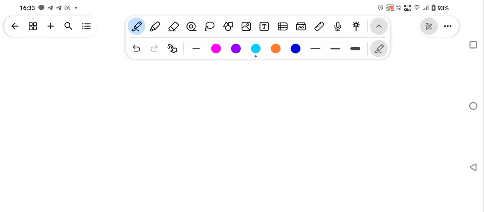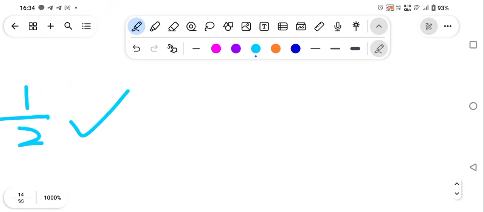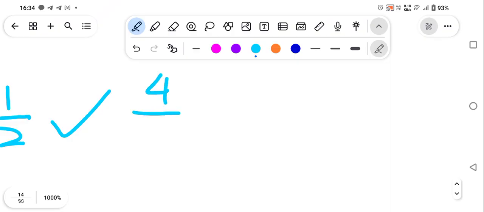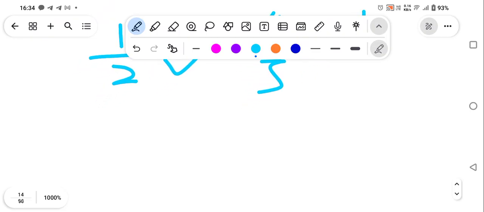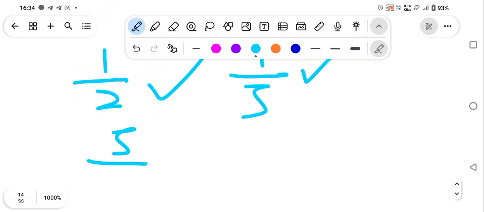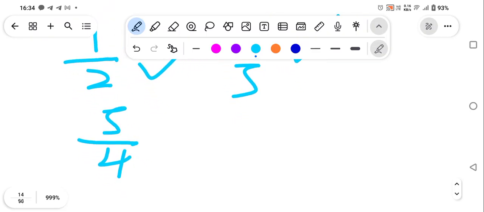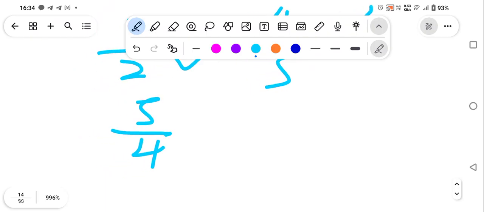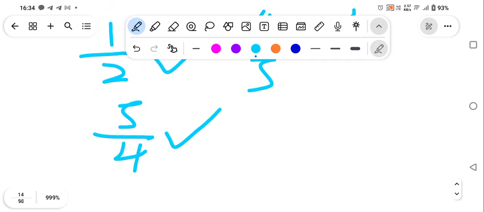Alright, so imagine we have a fraction. So is this a fraction? Yes, this is a fraction. Well, what about this? This is also a fraction. What if this is, is this a fraction? Yes. So what is a fraction actually?